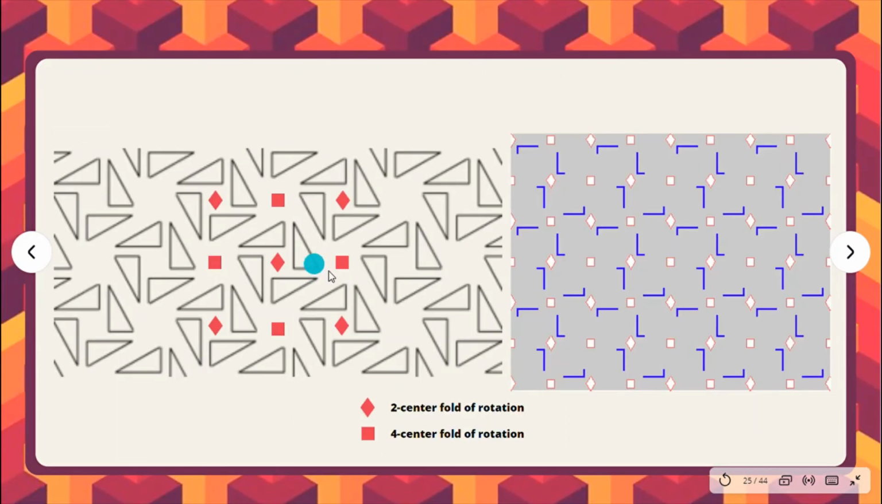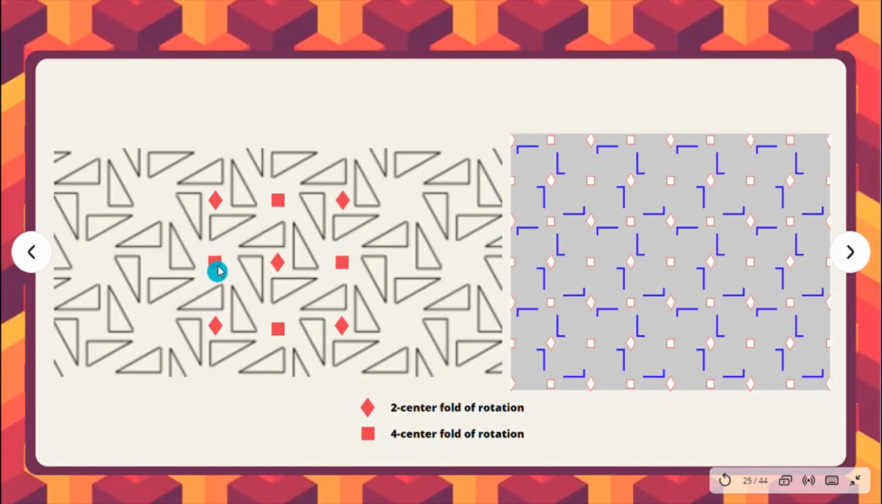Here we can see that there is a combination of 2-centerfold rotations and 4-centerfold rotations, symbolized by a red diamond and a red square. We can see here that the 2-centerfold occurs in the middle, since these 2 triangles here rotate around the fixed point, and these 2 triangles, triangle 1 and triangle 2, rotate around it as well. This is not considered a group of 4, but considered a duo.